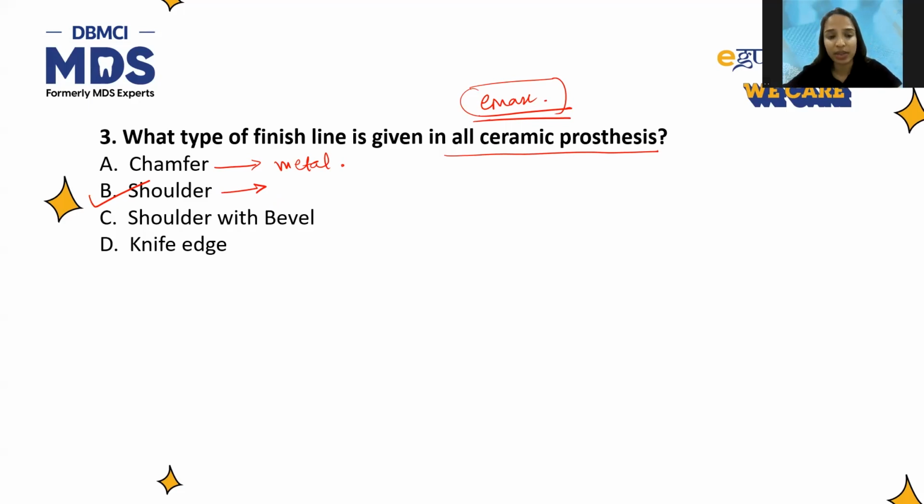Now, the doubt here arises in a lot of students' minds whether we should go for shoulder or whether we should go for shoulder with bevel. What should be the correct answer? If we go into the indications in our textbooks, it has been written that on the facial surface of metal ceramic restorations for maxillary posterior teeth, you can prefer shoulder with bevel.